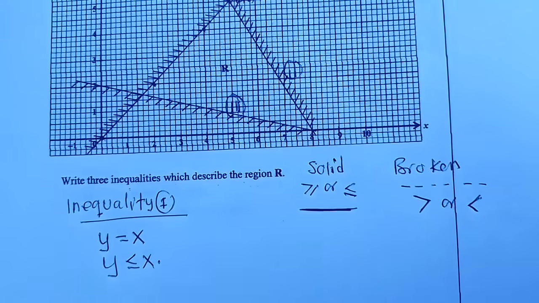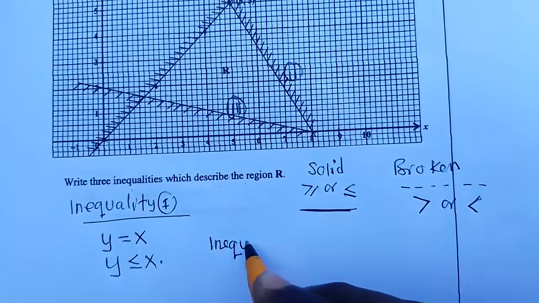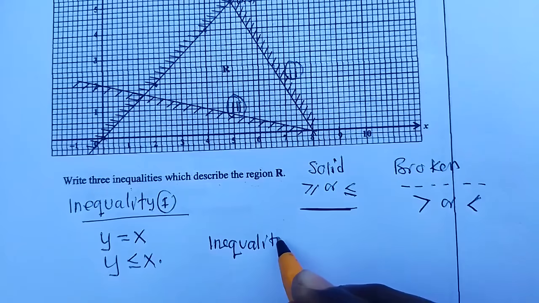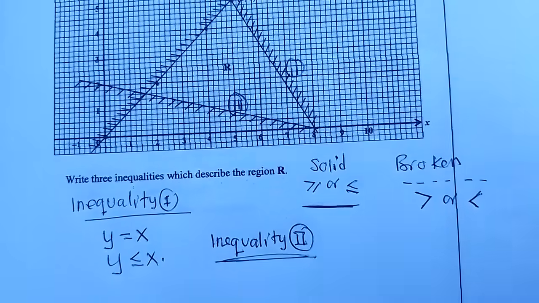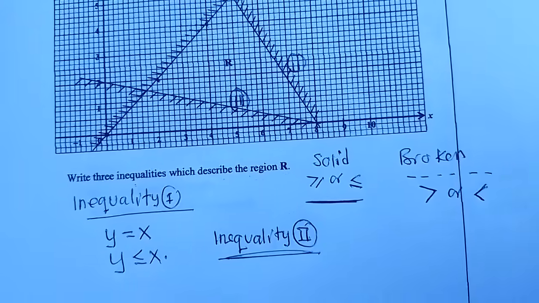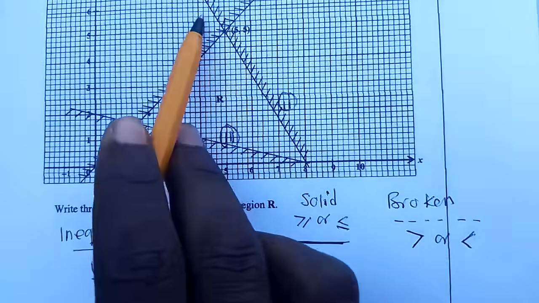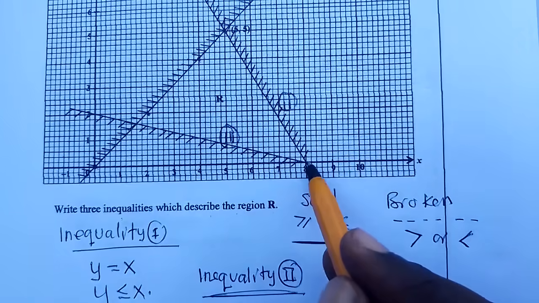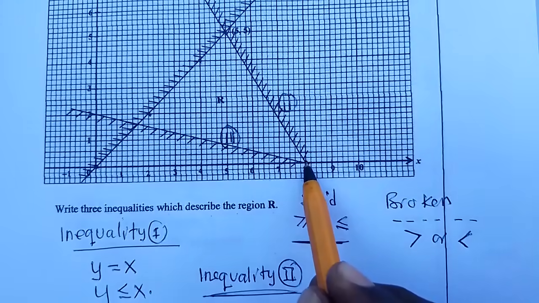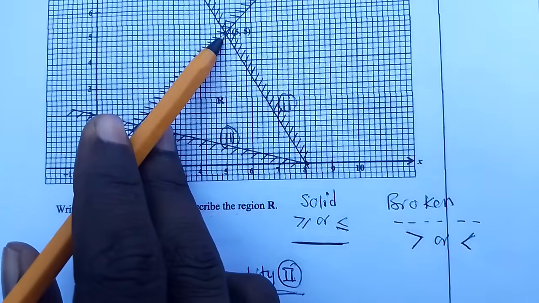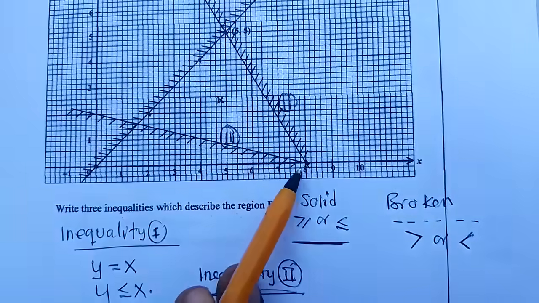Then you go to inequality 2. So we move to inequality 2. This one has different coordinates to the first one. You see where it is cutting the x-axis, and there you are able to see the coordinates. This is (5, 5). This is (8, 0).